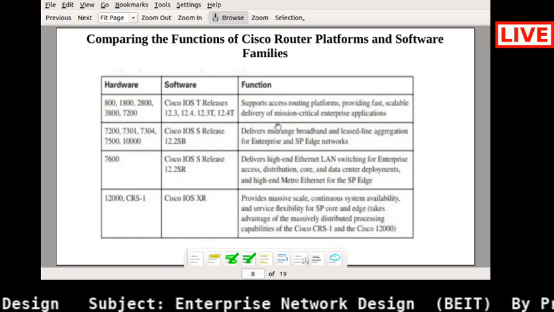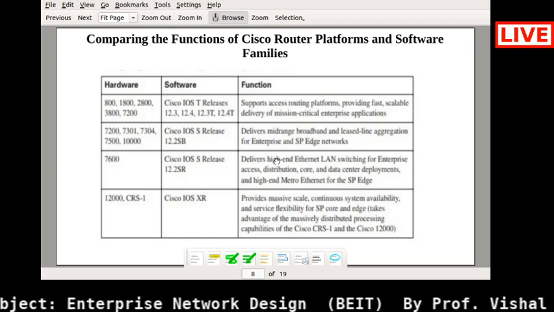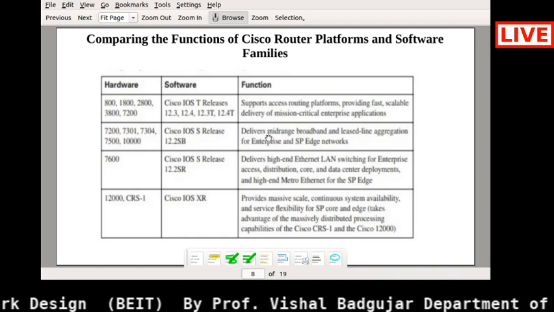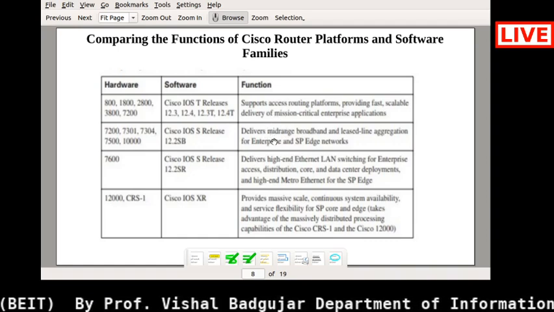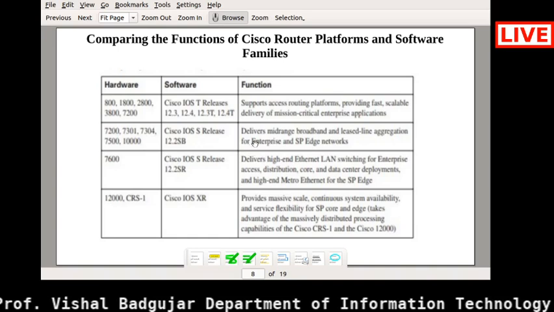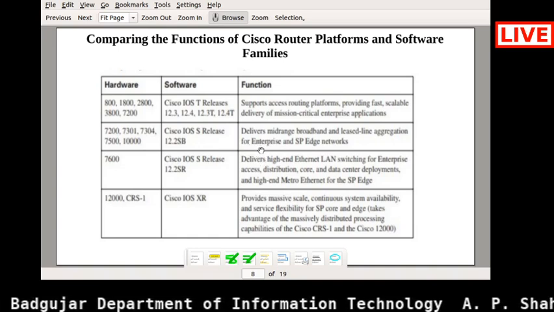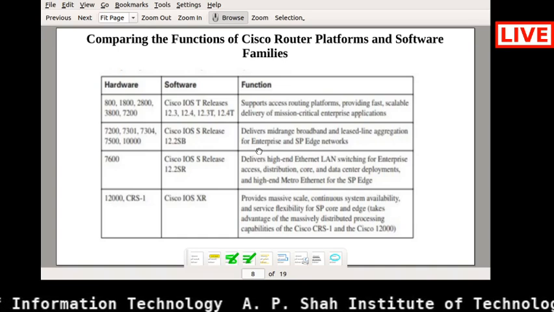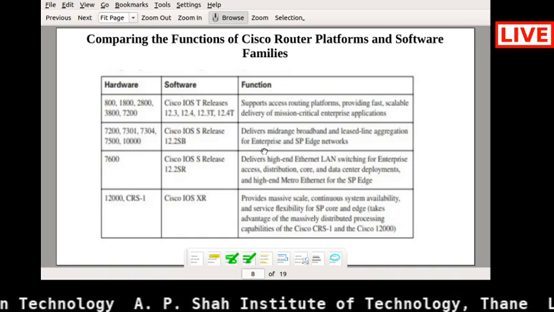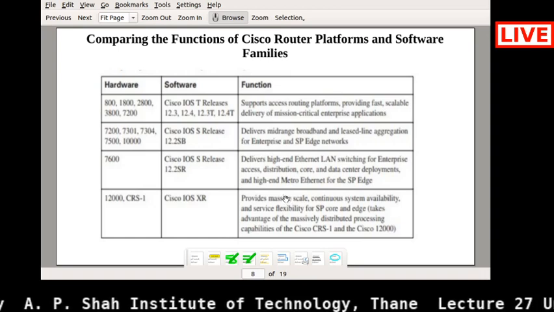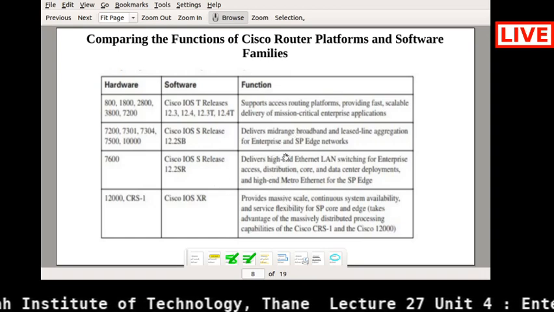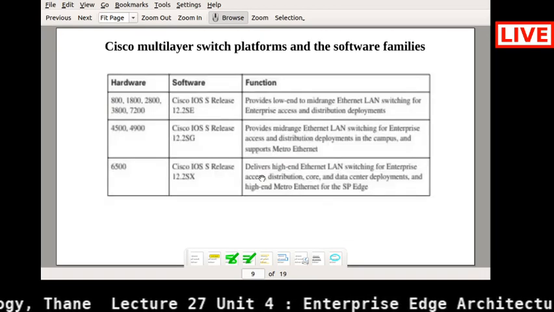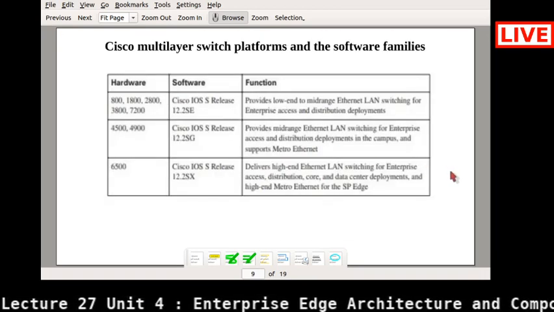And for that, this functionality is given here, right? So you just go through this later on, and you try to identify which kind of routers will be best suitable for your kind of mini project, right? So while designing or creating a topology for your mini project, you can also take help of this particular Cisco routers platform and the software families over here, right? So depending upon that you can choose.